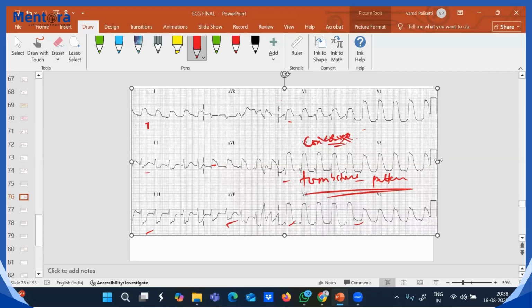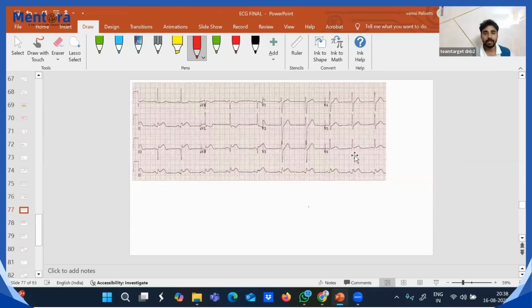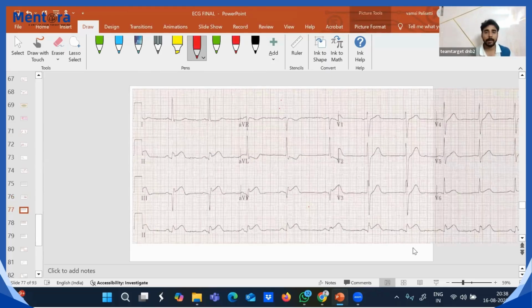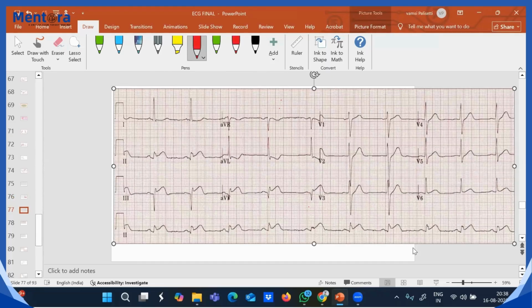Then comes this ECG. Identify this ECG. ST elevation in 2, 3, AVF. Only ST elevation in 2, 3, AVF and AVL shows depressions. Reciprocal changes in lateral leads only. Acute MI in inferior wall with reciprocal changes in lateral leads.